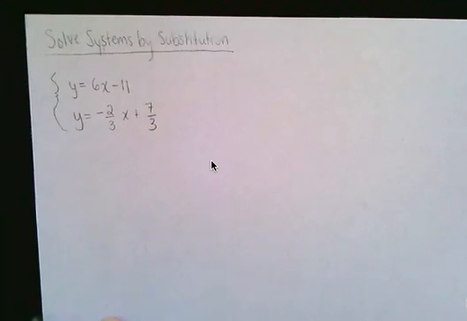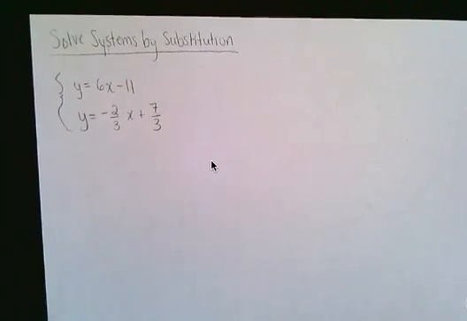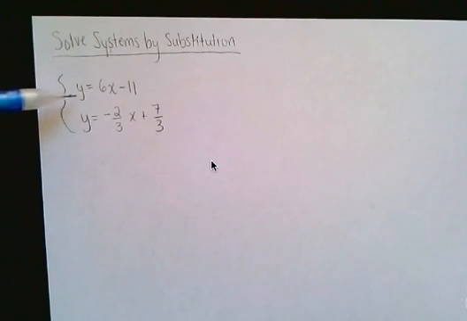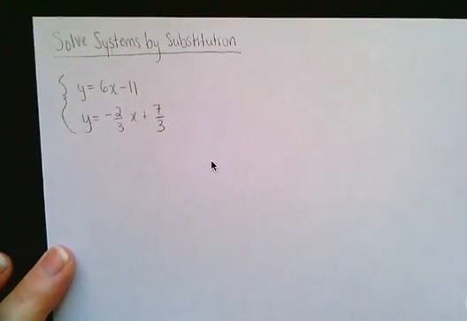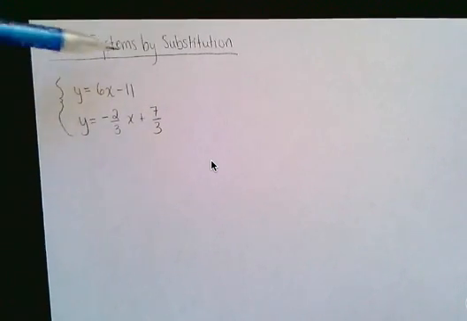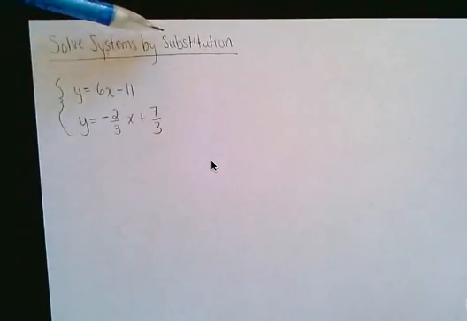We're going to solve systems of equations by substitution. A system of equations is just two equations that work together, and there's a particular answer for x and a particular answer for y that will satisfy both of these equations and make both of these equations true. In order to find that, we're going to use one of the first and easiest methods, which is substitution.